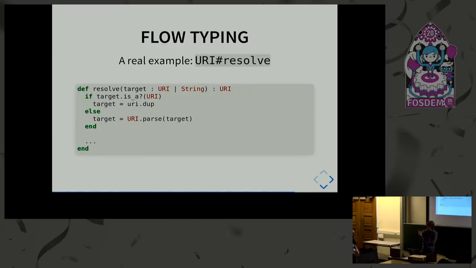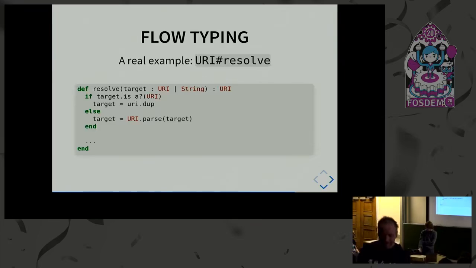So at the start of this function, we need to work out if you've passed in another URI or a string to this function. If it's a URI, it will duplicate the URI. Otherwise, it will parse the URI from the string that you pass in. So this is one function which takes a union type, and based on that union type, it will do a different thing.